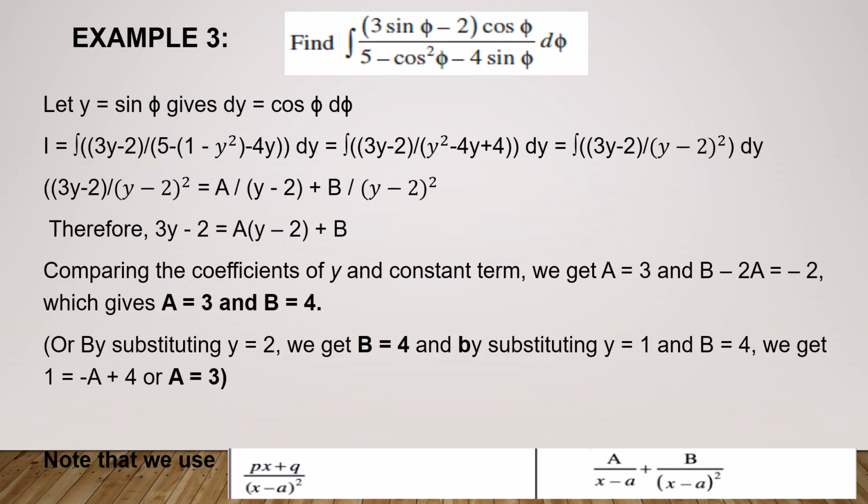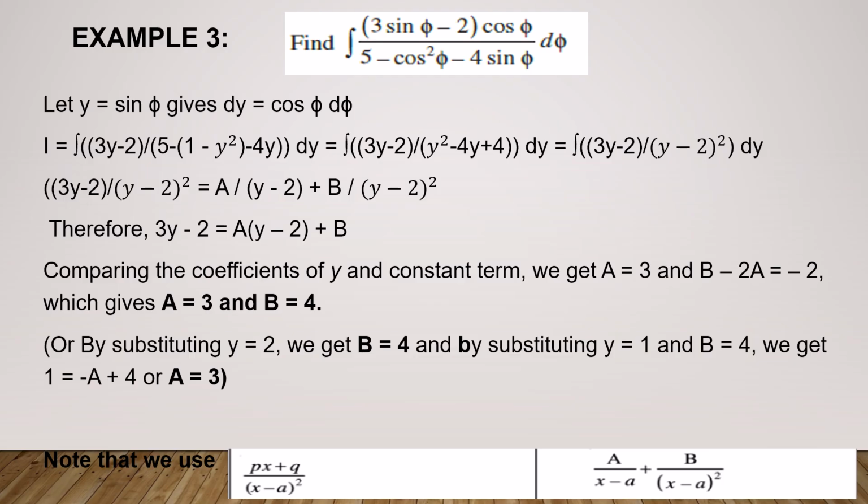Next example, find the integral of (3 sin phi minus 2) into cos phi upon (5 minus cos square phi minus 4 sin phi) d phi. Since over here you have sine of angle phi, you can substitute it as y so that it becomes simpler, and then we can resubstitute in the answer. So let y is equal to sine phi, which will give you dy is equal to cos phi d phi, because the derivative of sine is cos.